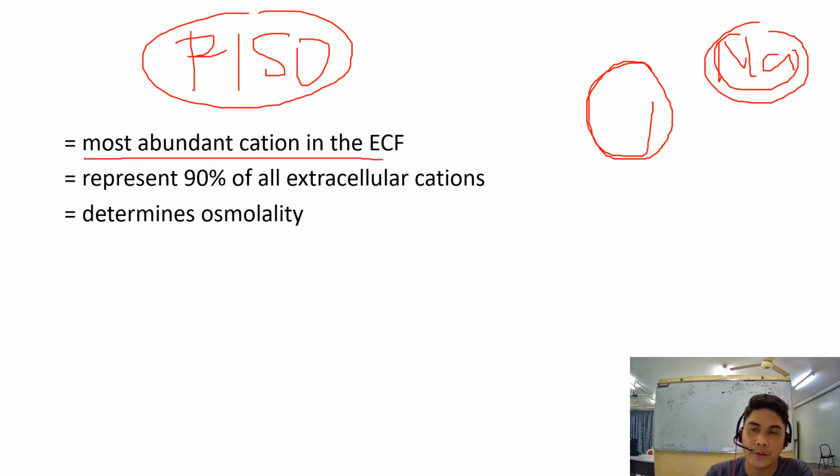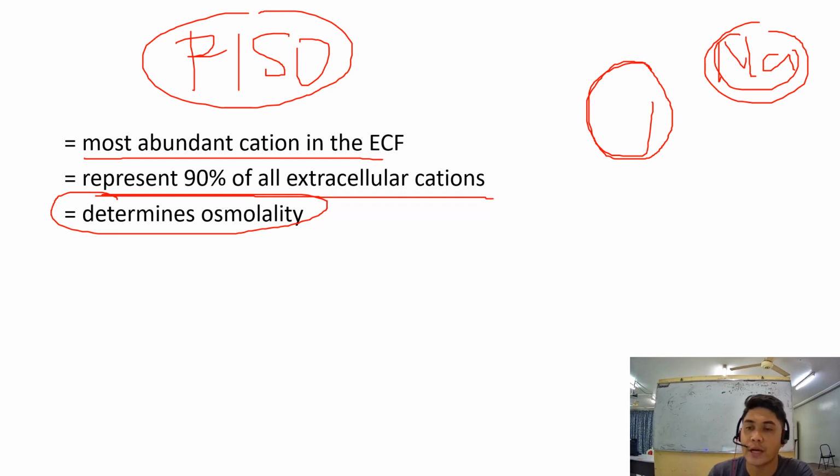So sodium is predominantly located in the extracellular fluid. There is a small concentration of sodium present in the intracellular fluid, but it's predominantly located in the extracellular fluid. It represents 90% of all extracellular cations. That's for sodium. And it determines osmolality. So it's a major contributor of osmolality.